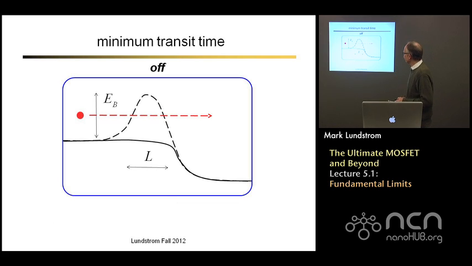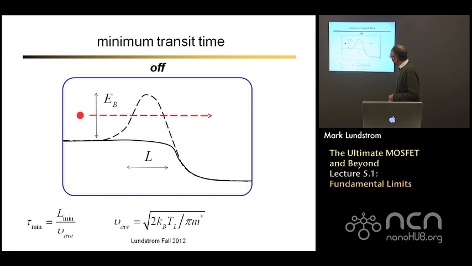All right, then I could ask for minimum transit time. How long does it take the electron to zip across from the source to the drain? Well, that's just the length, the minimum length, divided by the average velocity that the electron is flowing. Okay, the average velocity, well, let's assume that it just comes in with the unidirectional thermal velocity. So this is our familiar expression for the unidirectional thermal velocity.